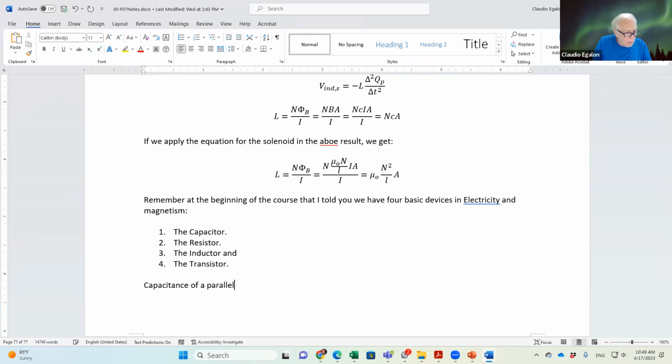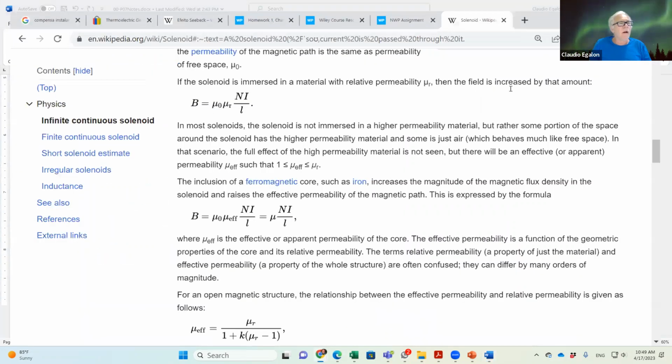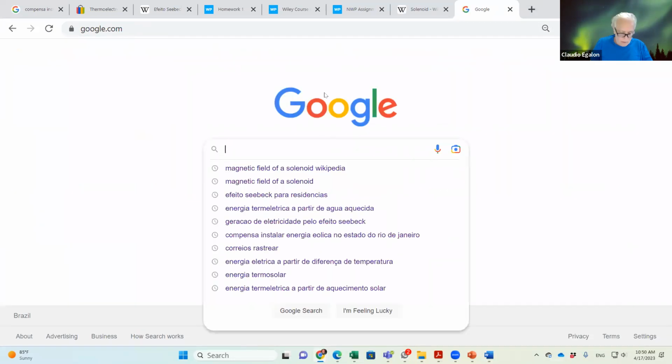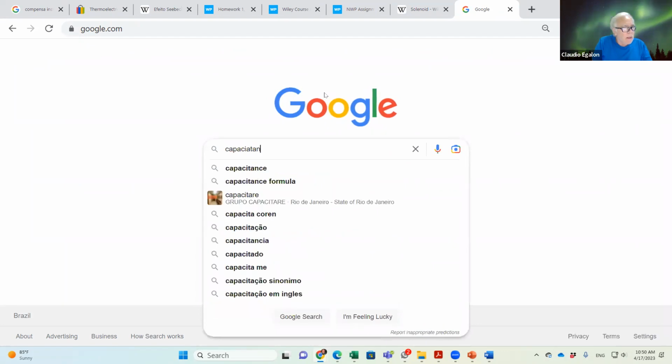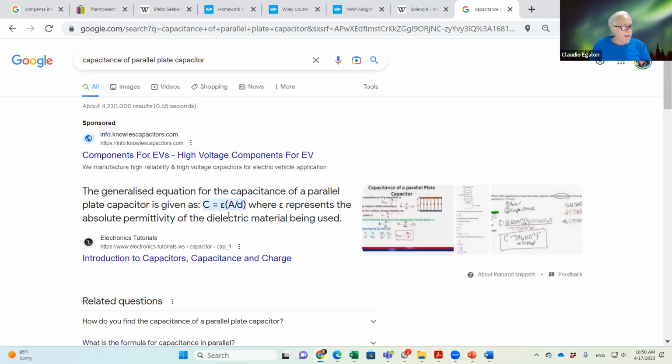of a parallel plate capacitor, right? Remember, we calculated that before. Capacitance of a parallel plate capacitor was what? Epsilon naught. What else? Area divided by distance, right? Let's make sure that I memorize it properly. Here you go. Capacitance of a parallel plate capacitor, with uniform electric field. Okay, A divided by D.